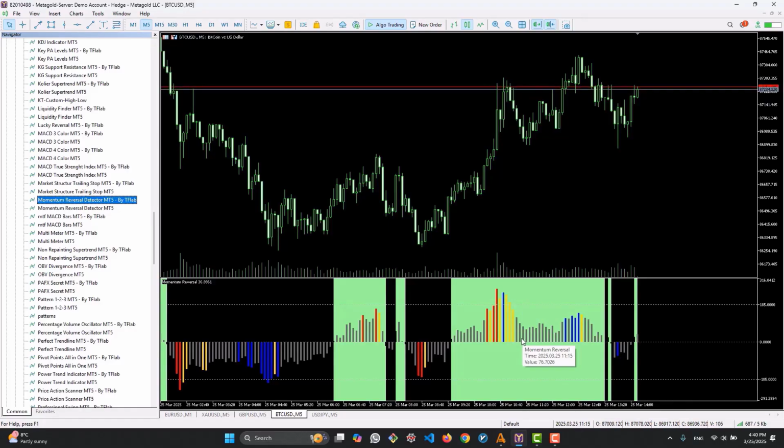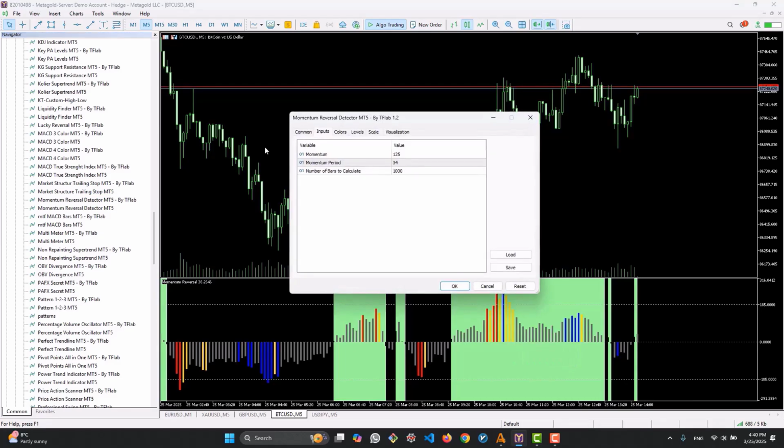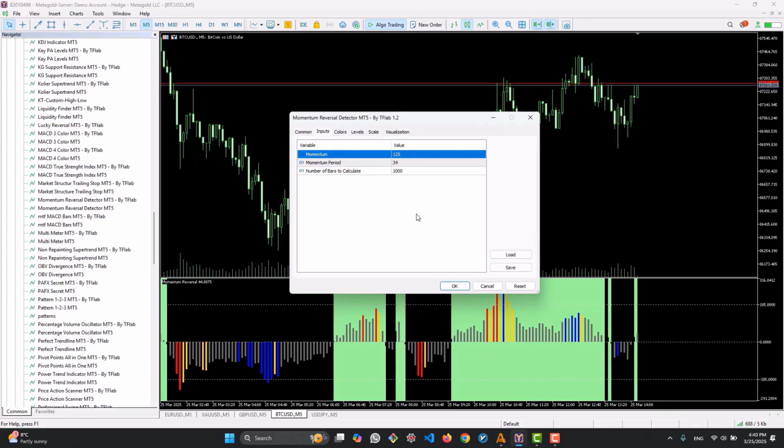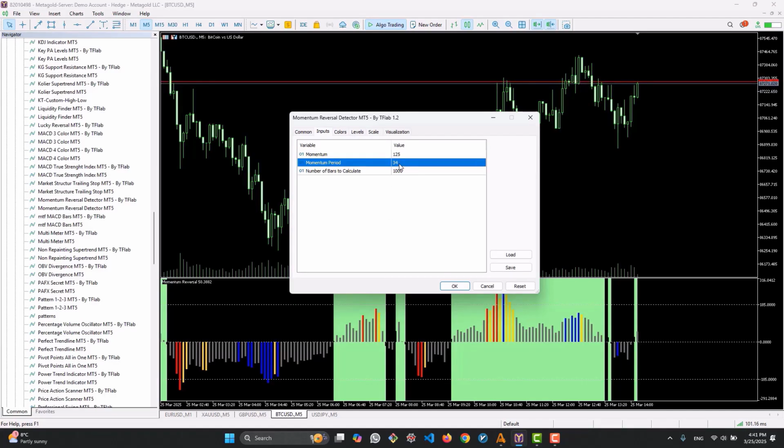Let's review the settings of this indicator together. The first option in its settings is the level that we have in mind for momentum, which if the CCI indicator's value exceeds this level, we consider it as good momentum and in line with our expectations. And if it is less than the negative of this value, we also consider it as suitable downward momentum. We can enter that number here.